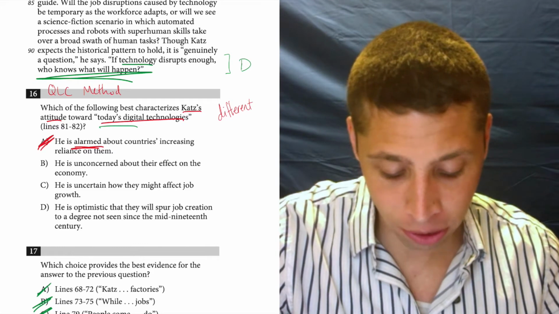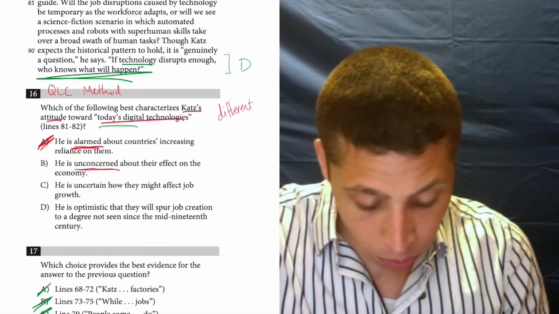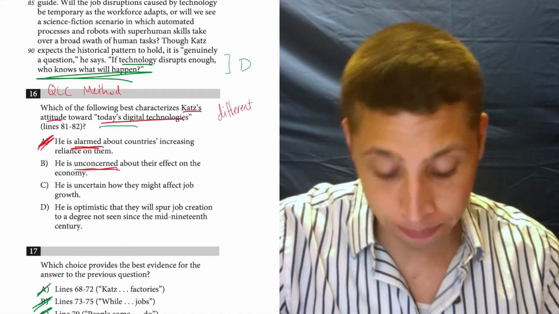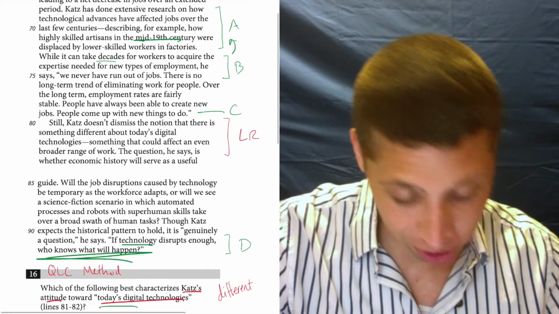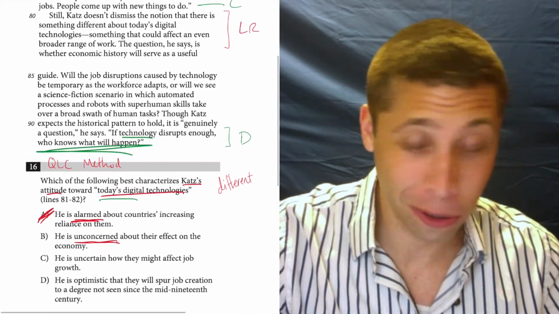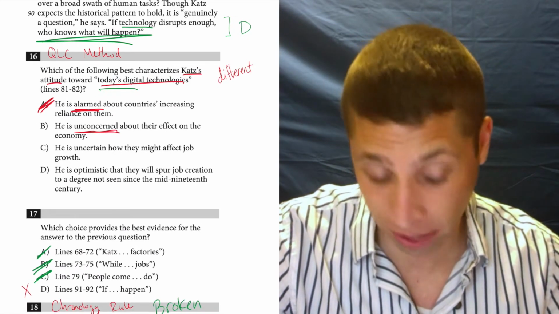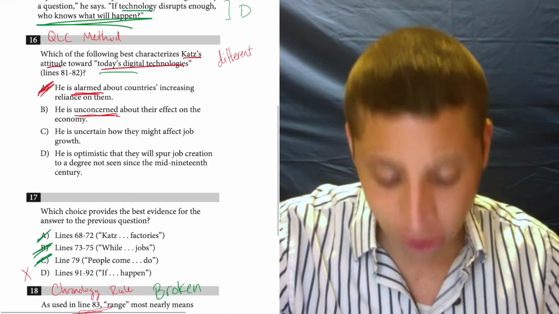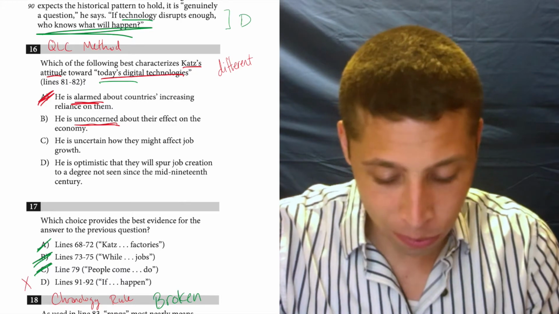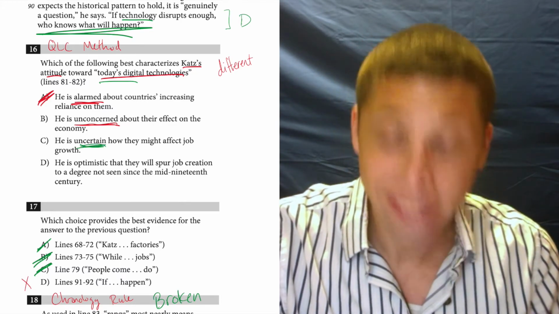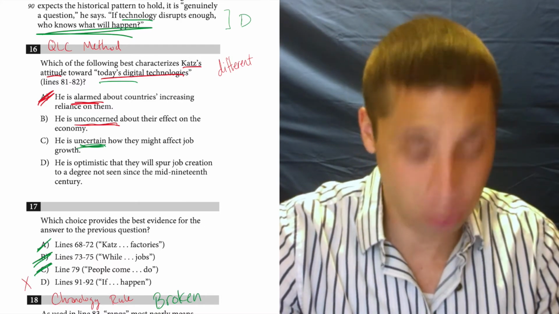He is unconcerned about their effect on the economy. Okay, unconcerned is the word I'm drawn to here. I mean, he's talking about him a lot. So, unconcerned. If he were really unconcerned, why is he kind of rambling on? But okay, I don't know. This does not feel as wrong to me as choice A. Let's keep looking. He is uncertain how they might affect job growth. Oh, well, what did we read? Who knows what will happen? That's uncertainty. He's literally unsure. So that seems pretty good.